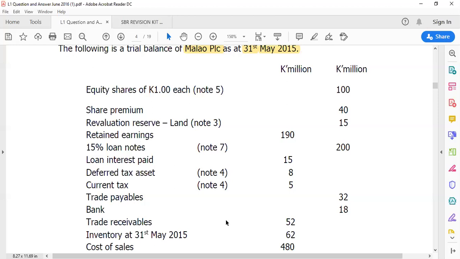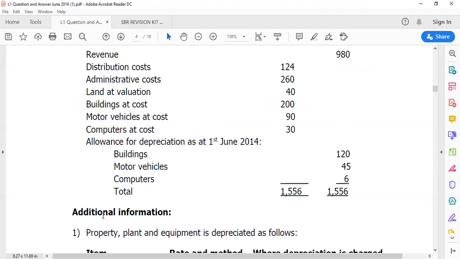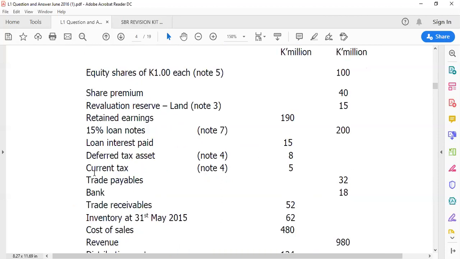Let's make it. What else do we have here before you go? Okay, we've got revenue, distribution, admin, anything else? Okay, there's nothing new. So it is the usual stuff that we have. Don't go to the notes. Just quickly make the format and post the free marks. So let's go.